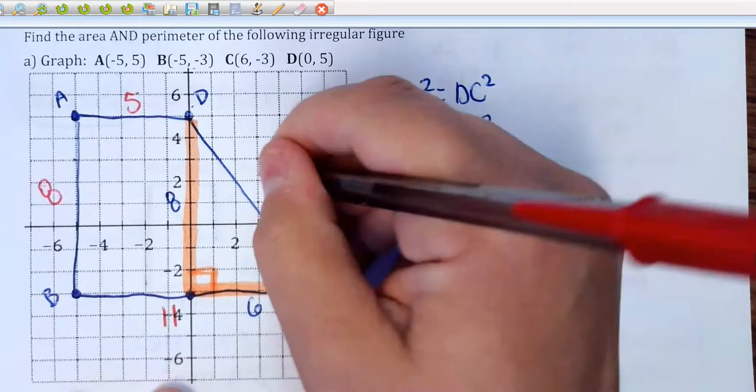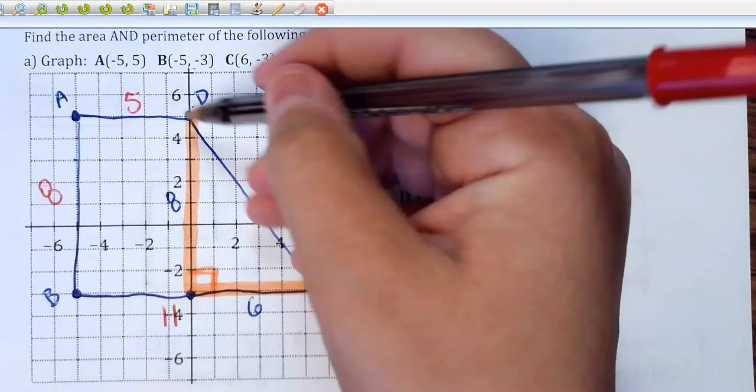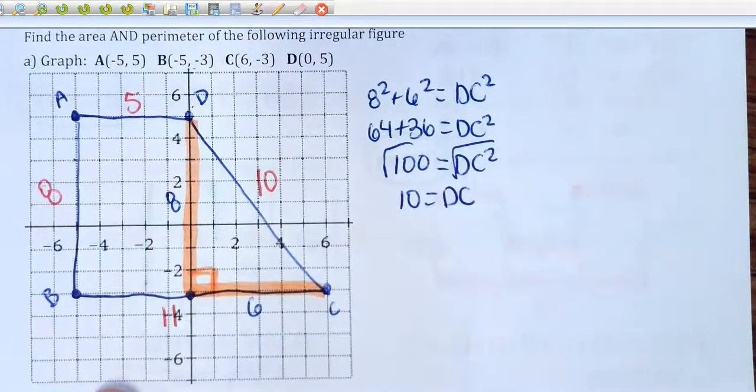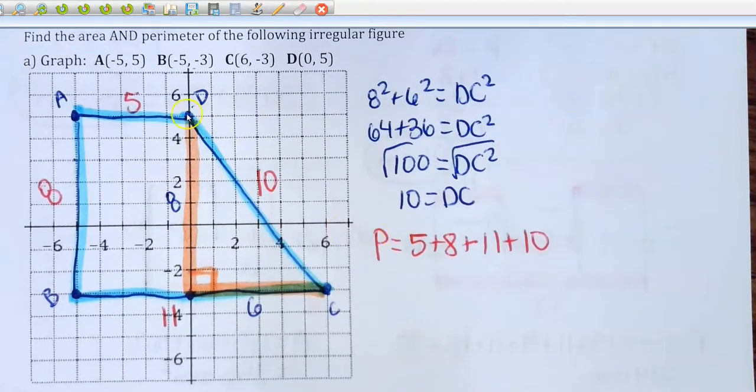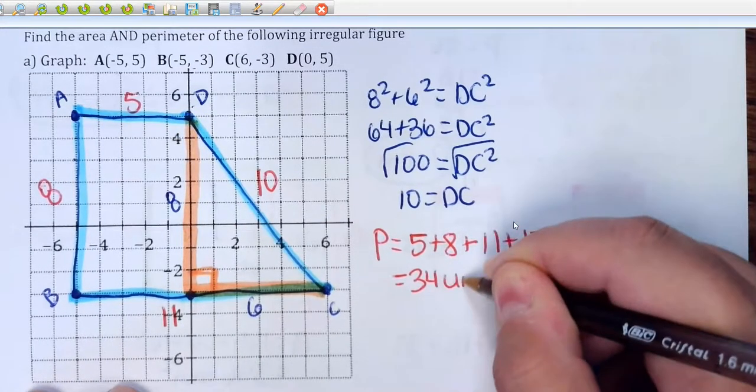Okay, so for my perimeter, I'm just going to add up, and be careful here. Don't use these numbers we put into the figure. We want to go around the outside only. Okay, so I highlighted that. Here's my perimeter. 5, then 8, then 11, then 10, just around the outside of the figure. If you add those up, you should get 34 units, since we're on the coordinate plane there and we don't have a label.